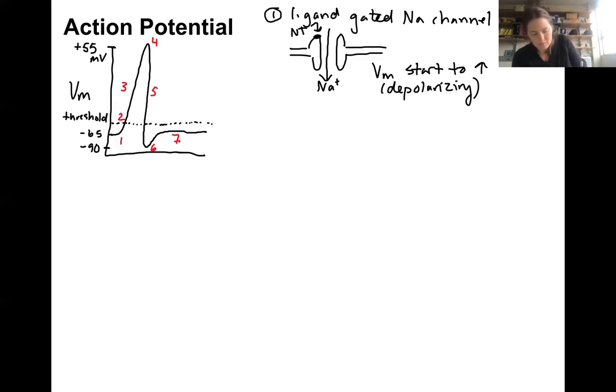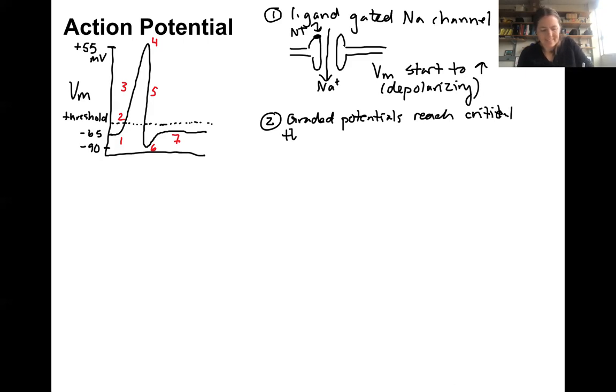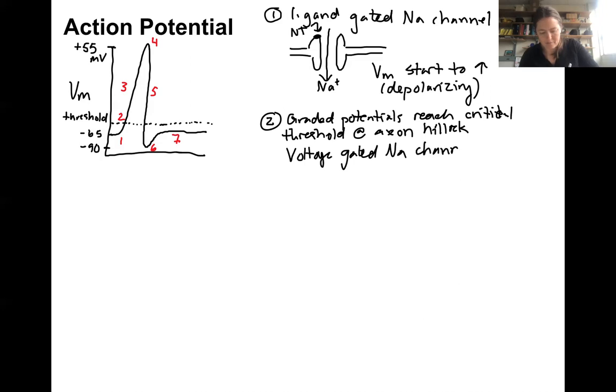So at 2, this is where we've reached critical threshold. So these graded potentials reach critical threshold at the axon hillock. If it hadn't, then you would just see it drop back down to rest. But it reaches the critical threshold, which means that the voltage gated sodium channels open.